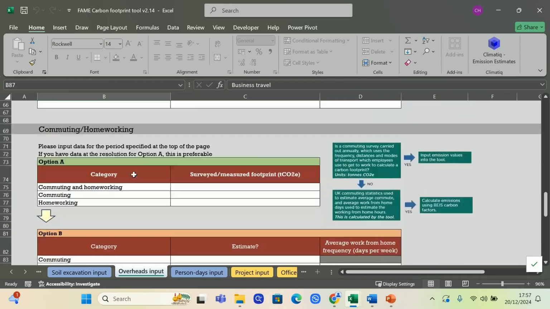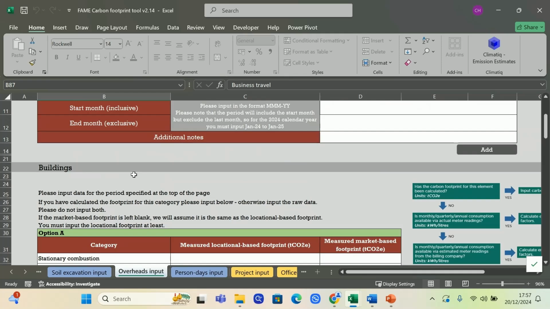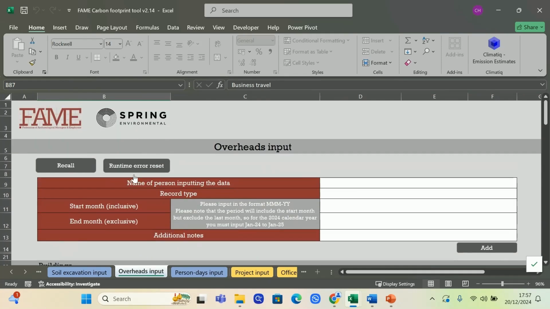As discussed in the introduction and also further in the person days video, the emissions from the data input into this tab will be allocated to the projects based on person days. So if the person days input tab is not filled out, then the overhead emissions input here will not be included in any project calculations. So it's really important to ensure that the person days data is entered correctly and completely.